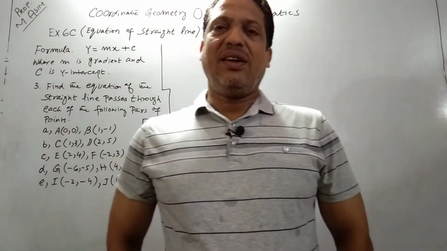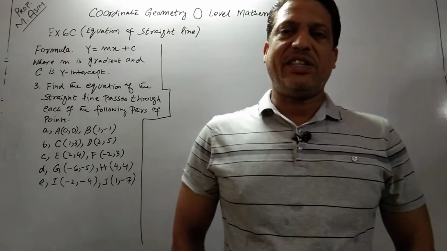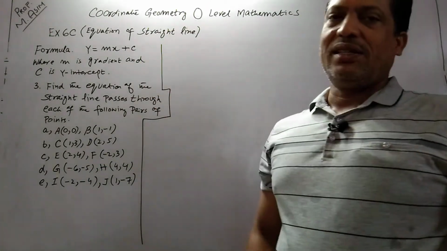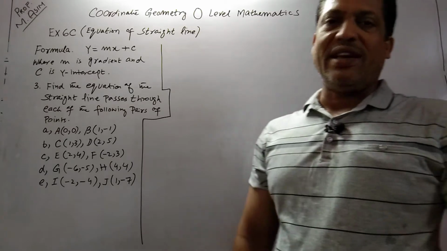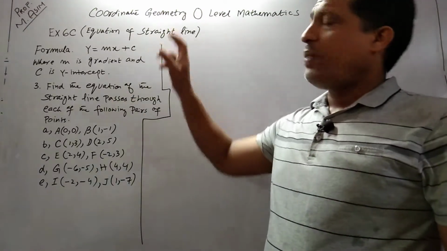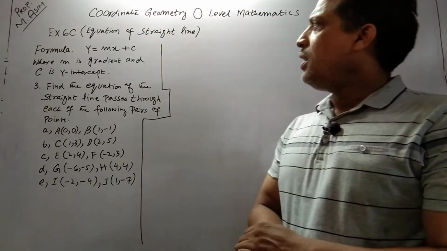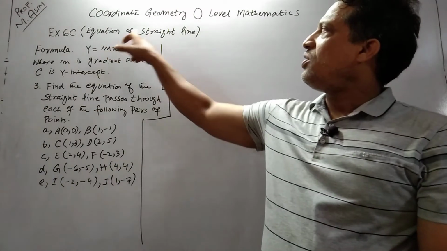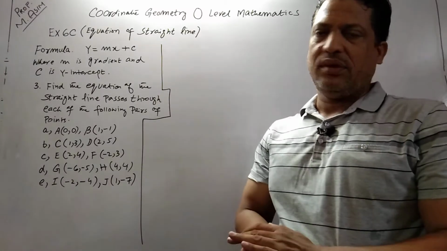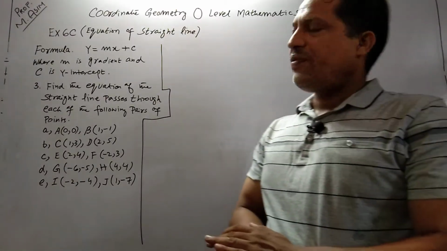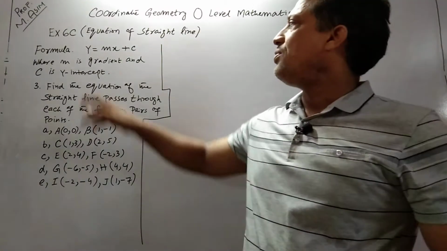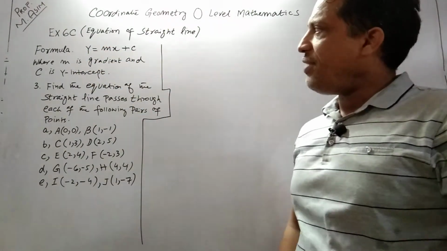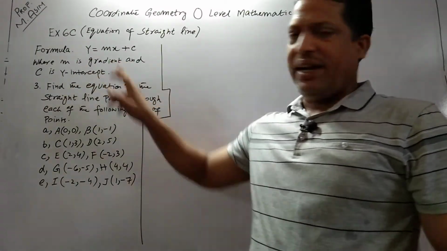In the last lecture we completed exercise 6b. Now we are going to start exercise 6c from Book 3, 7th edition. Our topic is coordinate geometry, and the topic of exercise 6c is the equation of a straight line. The formula of the equation of a straight line is y equals mx plus c, where m is the gradient.